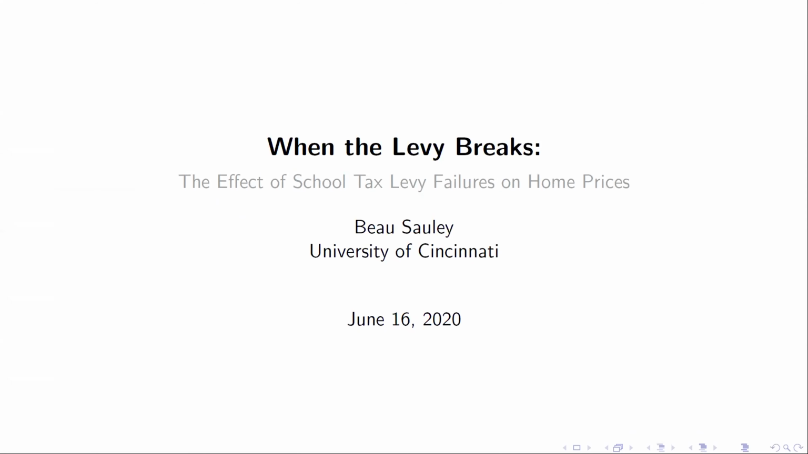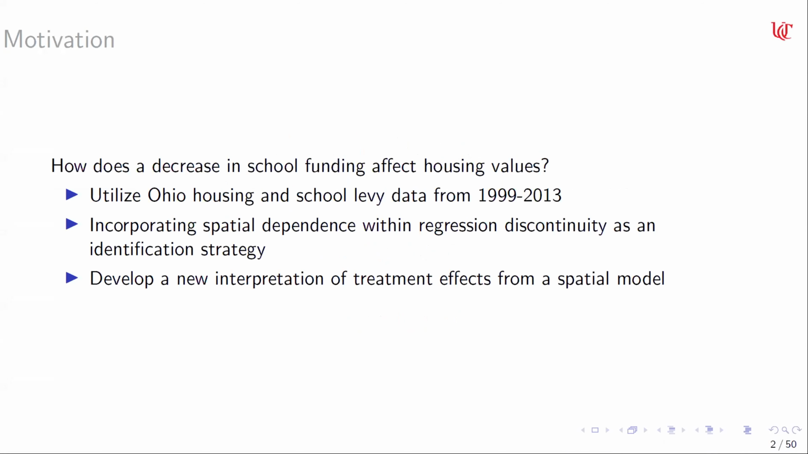Yeah, sorry about that. So this is going to be my job market paper when I go on the job market this winter, and I'm going to talk about school levies in the state of Ohio, what happens to housing prices when school levies fail. So the motivation for my paper, I'm looking into how a decrease in school funding affects housing values, and we're going to use Ohio housing and school levy data from 1999 through 2013. I'm going to incorporate spatial dependence within regression discontinuity as my identification strategy, and I'm going to use a technique that's the first chapter of my dissertation.